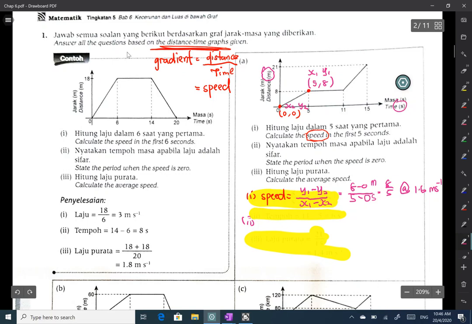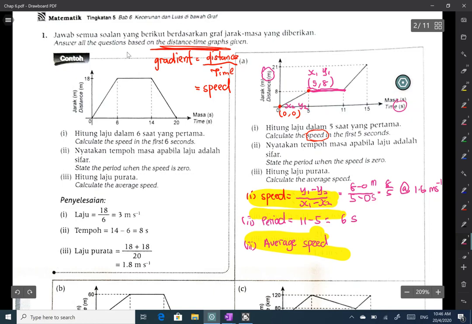Number 2, state the period when the speed is 0. Zero speed means the particle has no movement. So the period is 11 to 5, which is 6 seconds.